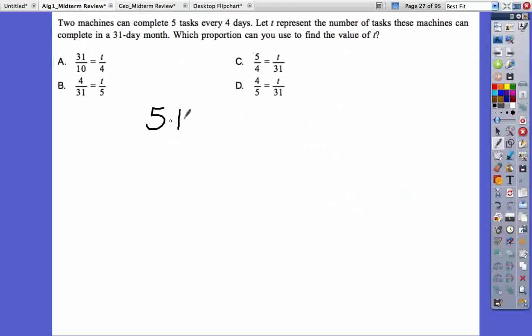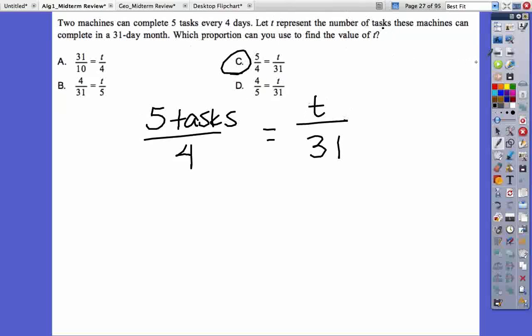5 tasks every 4 days. Let T represent the number of tasks it can do in 31 days. This should remind you of a proportion. If I have tasks on top, I need to make sure I have what I'm looking for. T represents the number of tasks on top, and C will be my correct answer.